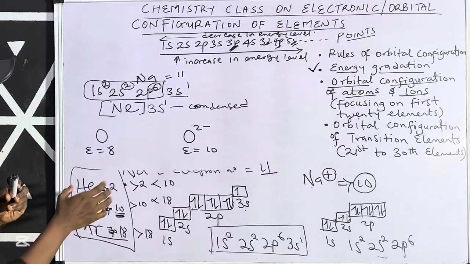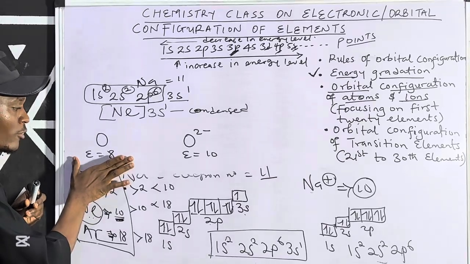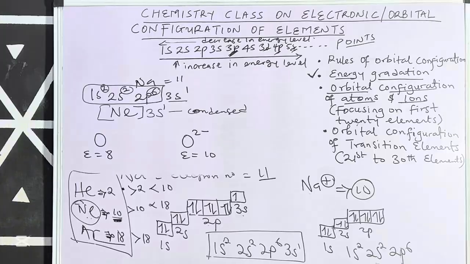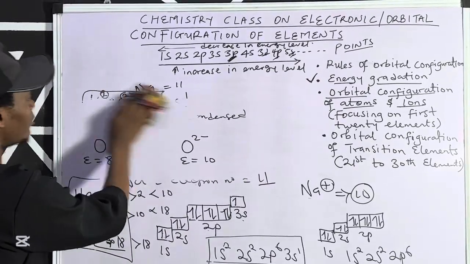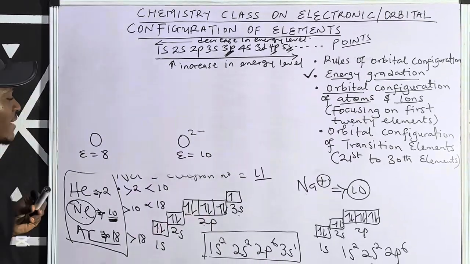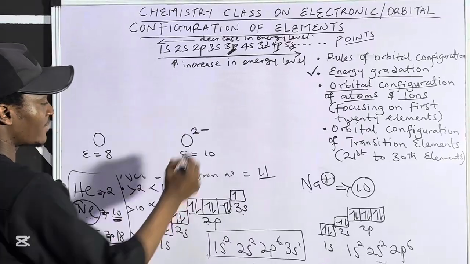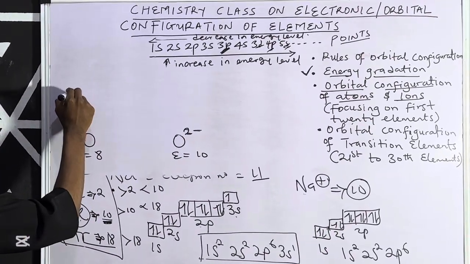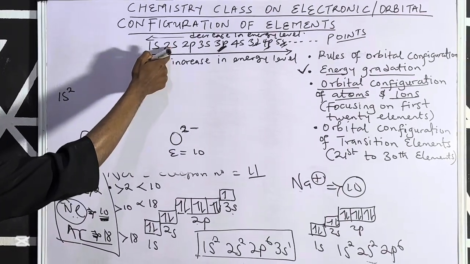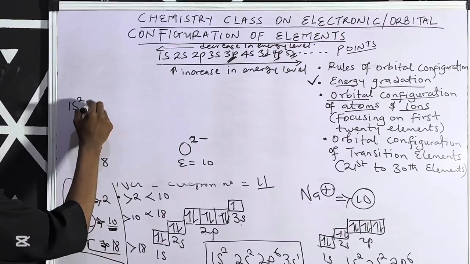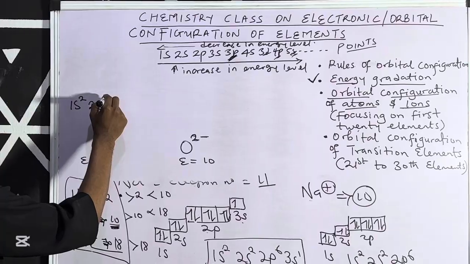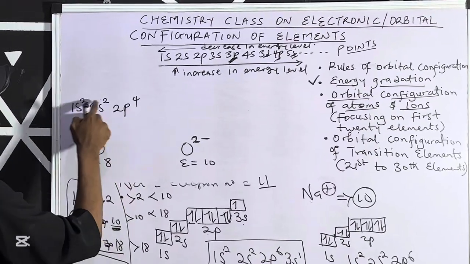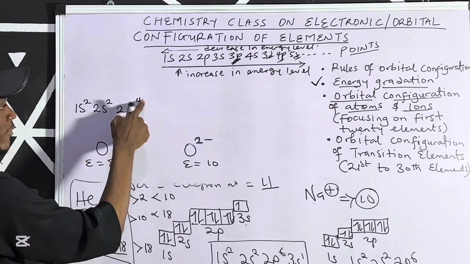So if you are told to give the orbital configuration of oxygen and the orbital configuration of oxygen ion, how would you go about it? Let's quickly look at it. First and foremost, let's go with the expanded. For the expanded, it becomes what? It becomes 1s2. We can just run looking at it this way. 1s2, then 2s2, then 2p4. 2 plus 2 is what? Is 4. Then 4 plus 4 is what?